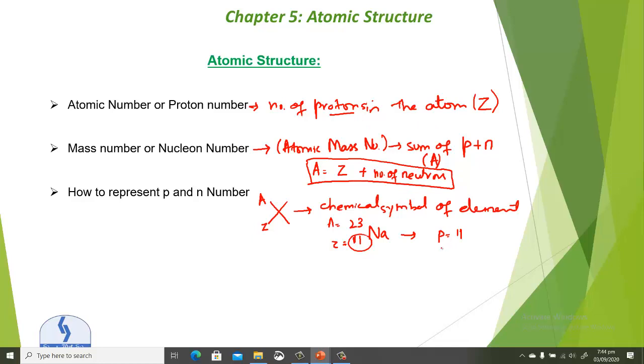And what about the neutrons? How do we calculate the neutrons? According to the formula, A is equal to Z plus N. We know Z and we know A, that is 23. 23 is equal to 11 plus neutrons. Neutrons will be 23 minus 11. That will be how much? 12. Good. So neutrons are 12. And what about electrons? Electrons are equal to the number of protons, that is again 11.